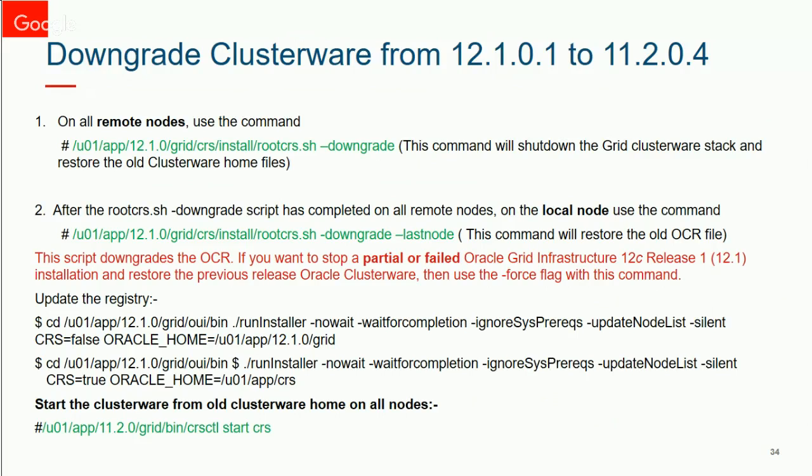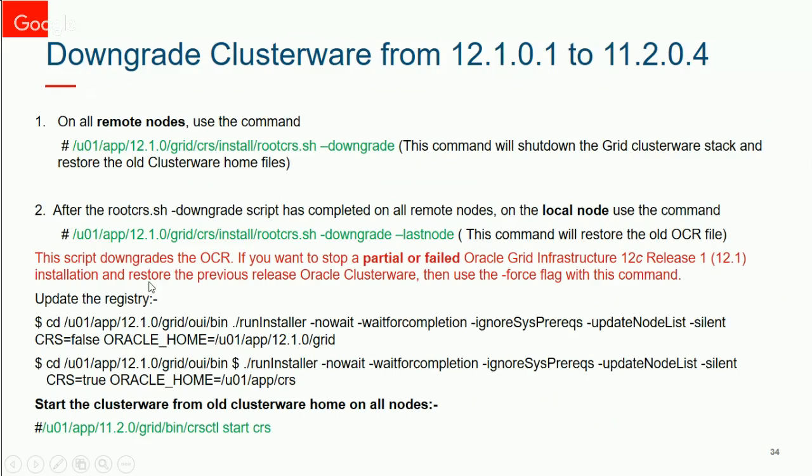There, from the same Oracle home, crs/install, run rootcrs.sh -downgrade -lastnode. What this command does is the last thing: it restores the old OCR file. At the time of upgrade, Oracle Clusterware takes a backup of your Clusterware home and your OCR file.